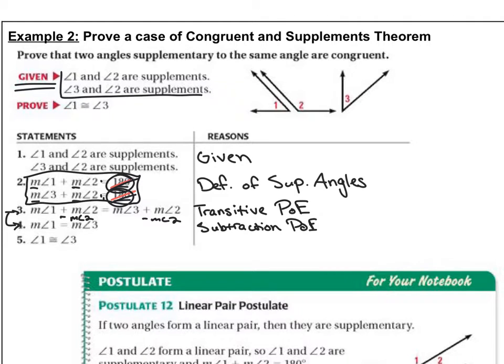And angle 1 is congruent to angle 3 by the definition of congruent angles. Now you're asking why the definition of congruent angles. We know that congruent angles have the same measure. So notice how we went from the measure of angle 1 down to just angle 1. When you do that, it's usually a definition of some sort. In this case, it's the definition of congruent angles. And so there we proved that 1 and 3 are congruent and that they are supplements to angle 2.